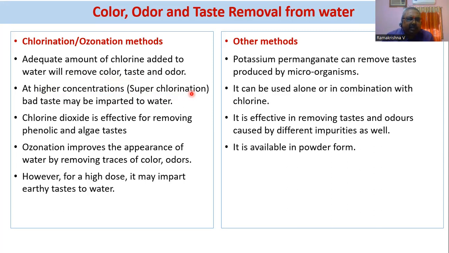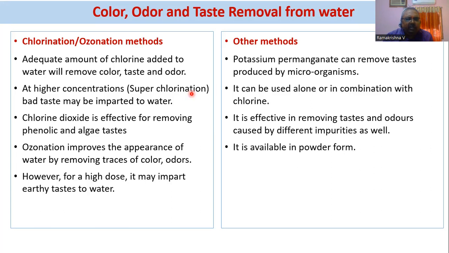Bad taste may be imparted to the water. Higher concentrations may give bad taste. So that should be removed by dechlorination. Chlorine dioxide is effective for removing phenolic and algae waste. Ozonation can improve the appearance of water by removing traces of colors and odors. For a higher dose, it may impart an earthy taste to the water.